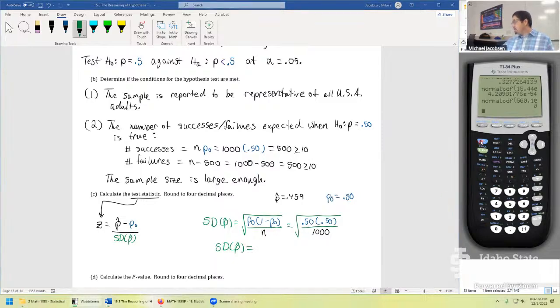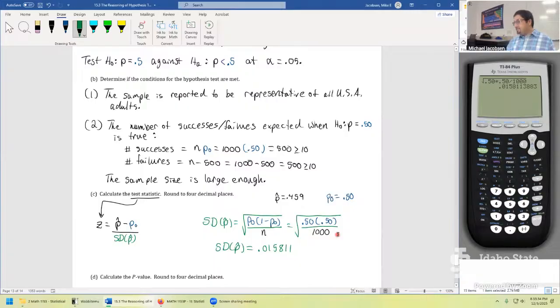So it's second power 2 for the root, 0.50 times 0.50. Divide, and make sure your square root symbol still extends to cover the denominator of 1,000. And that's our standard deviation for the statistic p hat, assuming the null hypothesis is actually true. Comes out as 0.015811.